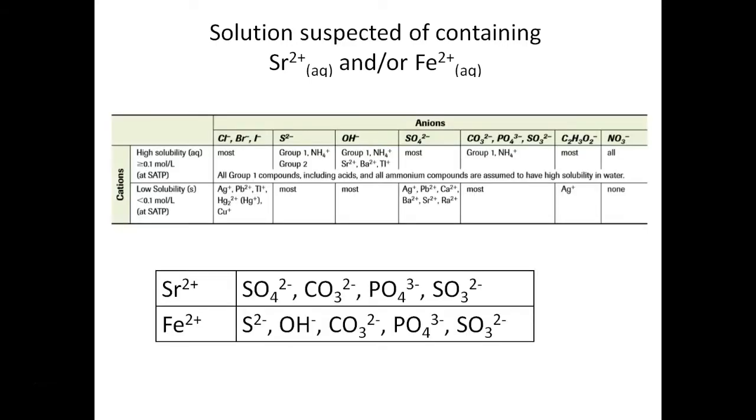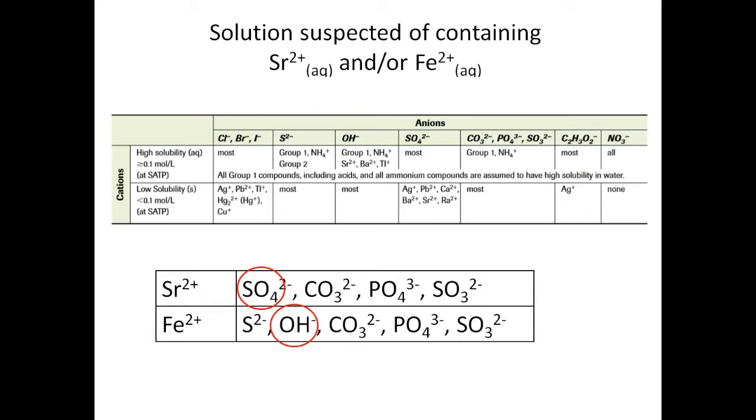So how does this work? Let's say I have a solution that potentially contains strontium ion and/or iron-2 ion. What I would first need to do is determine any anions that would cause either of these two to precipitate. So I would get my solubility table and look for anions that cause them both to precipitate. After I've identified those anions, I would look for ones that are unique. In this case, I wouldn't use carbonate, phosphate, or sulfite because they cause both strontium-2 and iron-2 to form insoluble compounds.